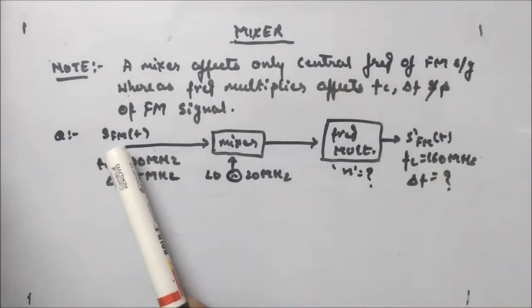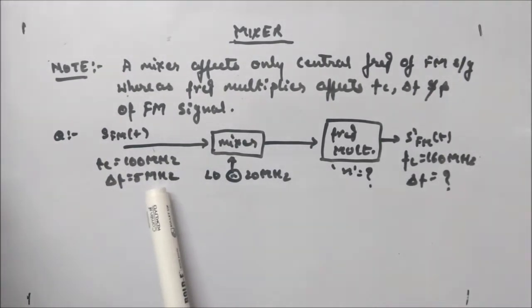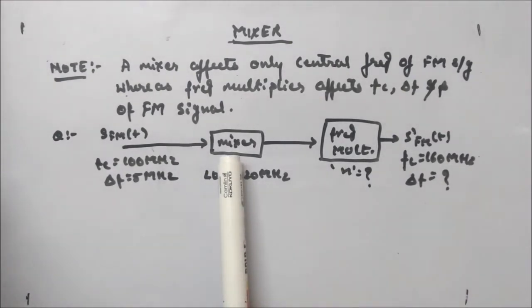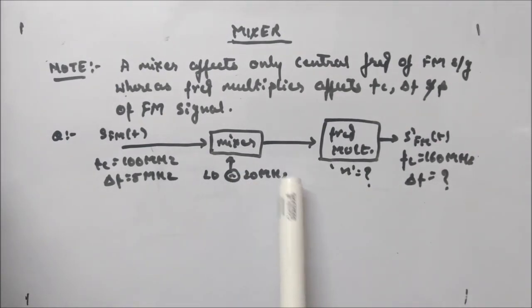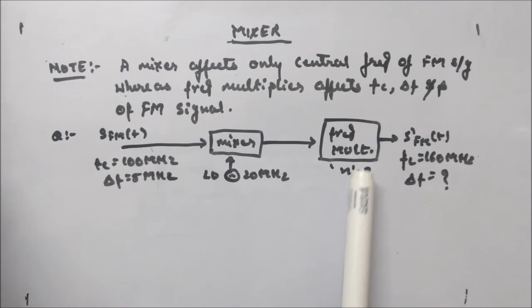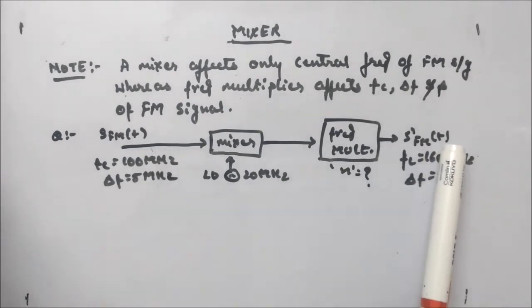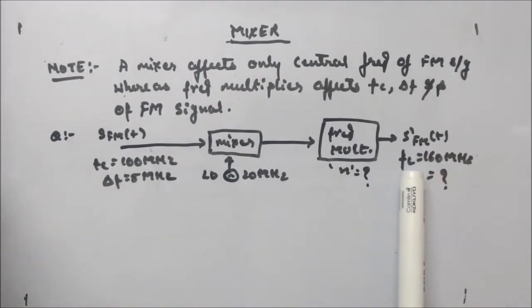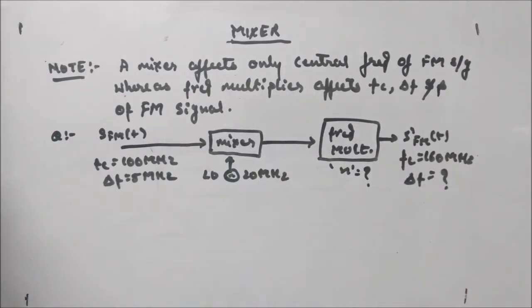You are applying an FM signal with fc equal to 100 MHz and del f equal to 5 MHz to the input of a mixer, which has a local oscillator input of frequency 20 MHz. Now the output of the mixer is going to a frequency multiplier of value n. At the output you are getting s(t), again an FM signal, with carrier frequency fc equal to 160 MHz. So you have to find the value of n and del f. We will see how.